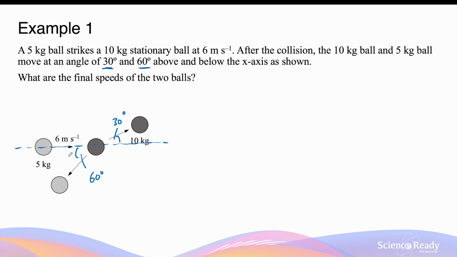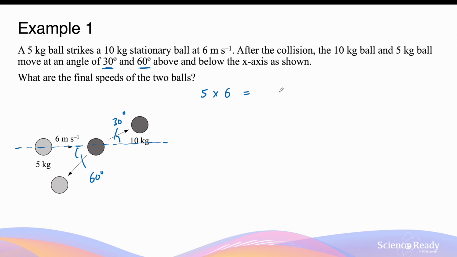Since this question involves a collision between two masses, we can approach this by considering the law of conservation of momentum in two dimensions, the x and y dimensions. Let's start with the x direction. In the x direction, the initial momentum before the collision is due to the motion of the 5 kg ball only, as the 10 kg ball was stationary before the collision. So the initial total momentum in the horizontal direction is given by the 5 kg ball times the horizontal velocity of 6 meters per second.